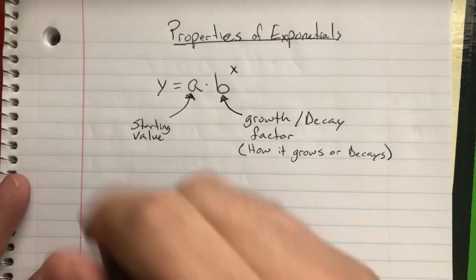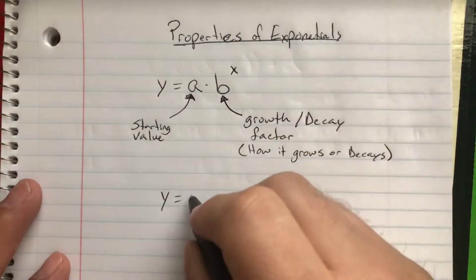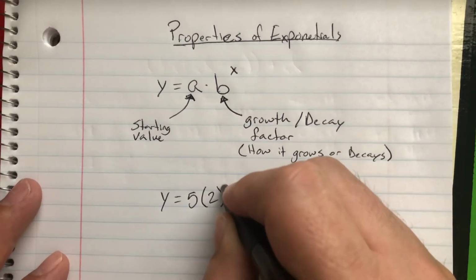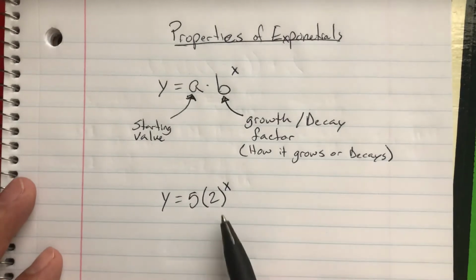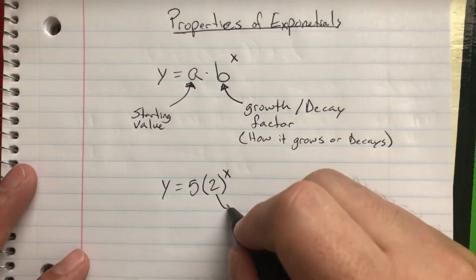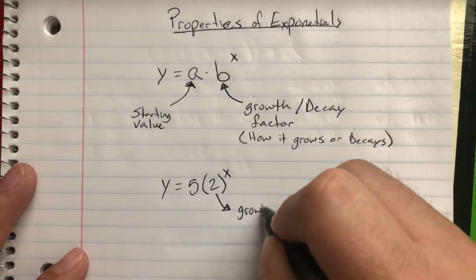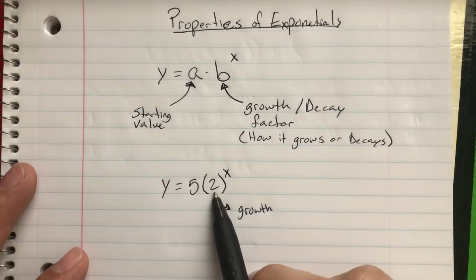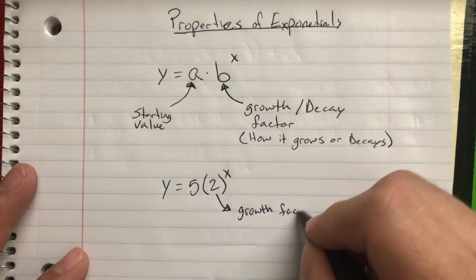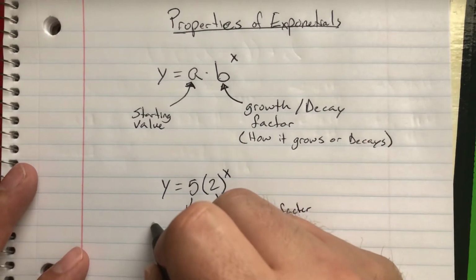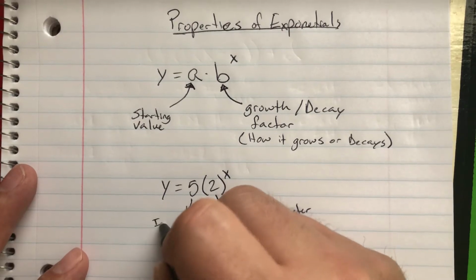Okay, for instance, if I had an equation that was y equals 5 times 2 to the power of x, well, this 2 is my growth factor, because that tells me it's going to double each time. And the 5 would be my initial value or my starting value.